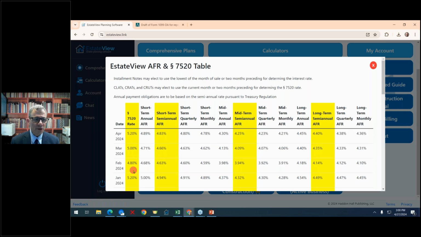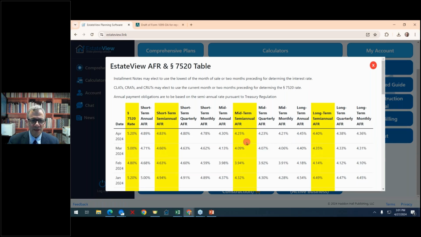This also shows me the short-term applicable federal rate, which is used for notes of up to 3 years, mid-term applicable federal rate, which is used for notes of more than 3 years and up to 9 years, and the long-term applicable federal rate, which is used for notes of more than 9 years.